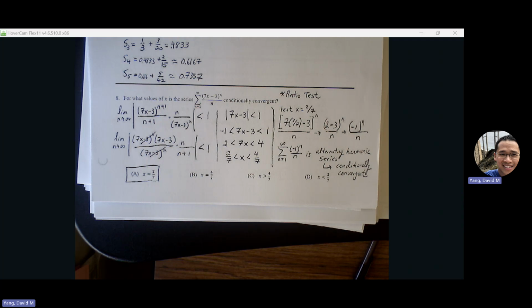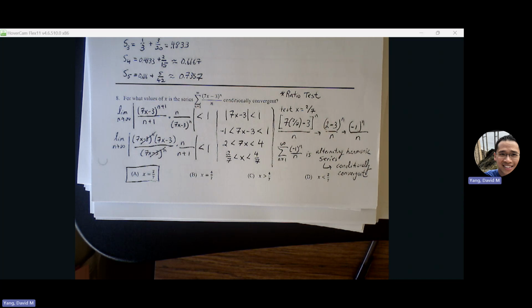So the ones you only have to worry about are the endpoints. Let's plug 2/7 in for x and see what we get. We get (-1)^n over n. This is an alternating harmonic series. We know this is conditionally convergent, so 2/7 is a good solution there.